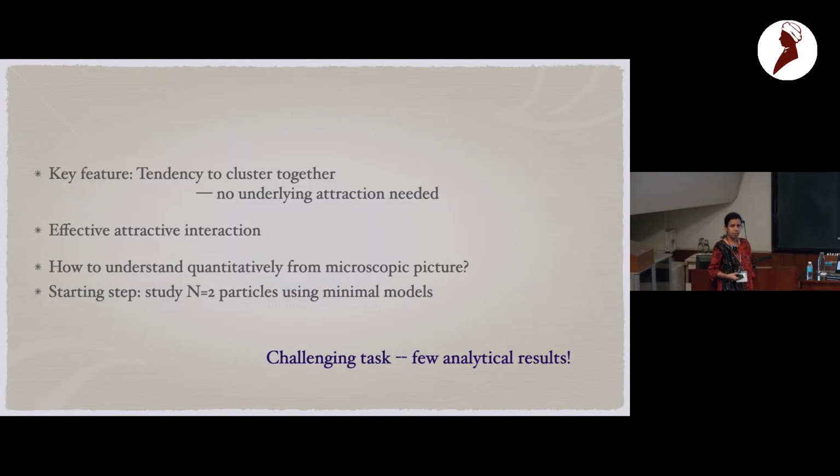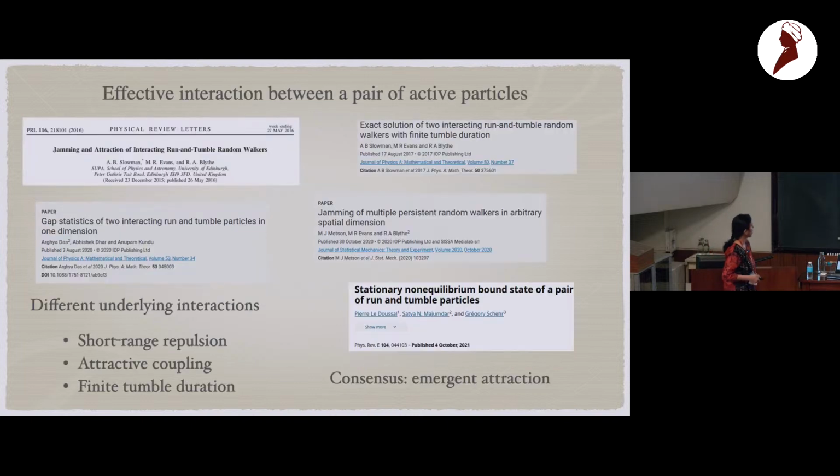One of the important questions is to understand how this effective attraction emerges, particularly from a microscopic picture. The first step is to take two particles and see whether one can quantitatively characterize this effective attractive interaction. Due to the very non-equilibrium nature of these active particles, this is already a challenging task, and there are very few analytical results available. This is a summary of what has already been done with two particles.